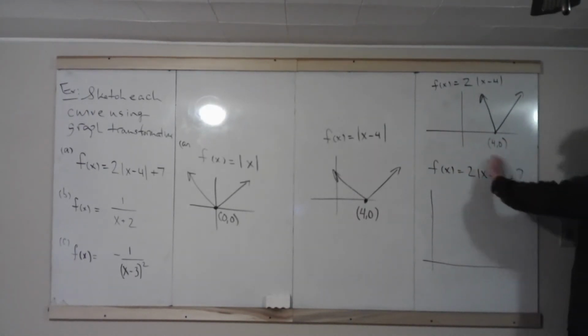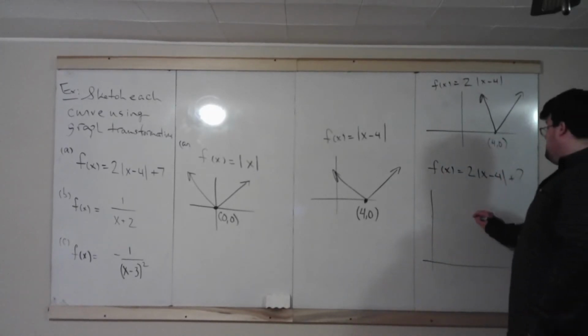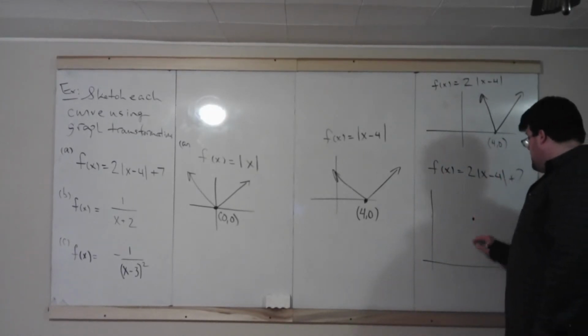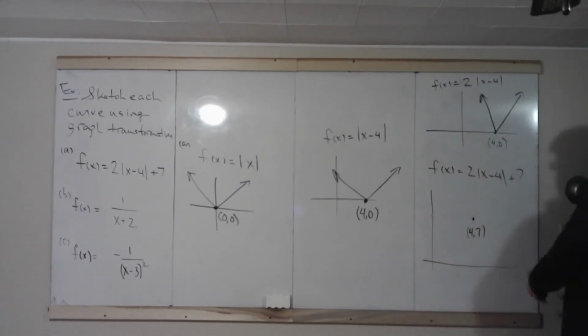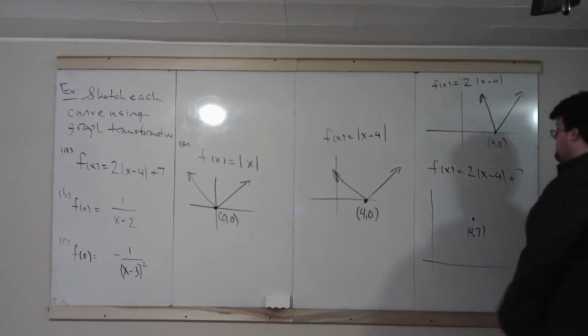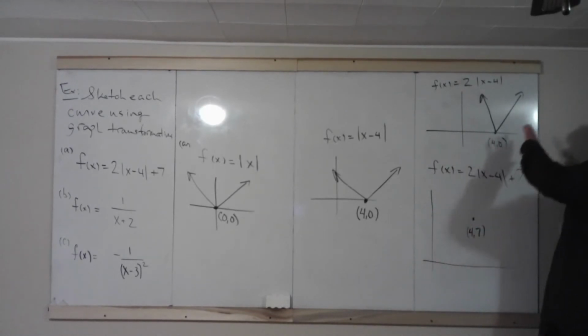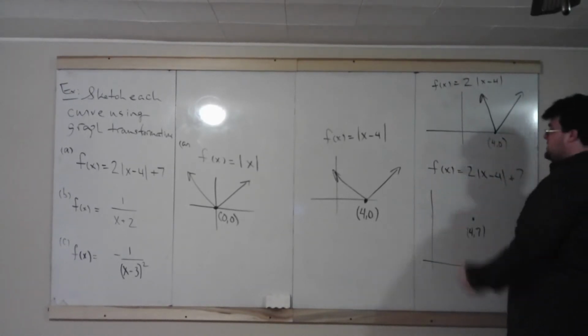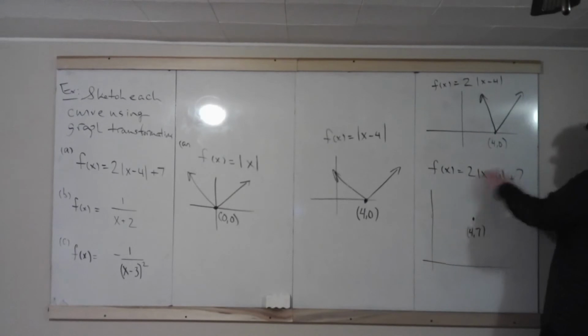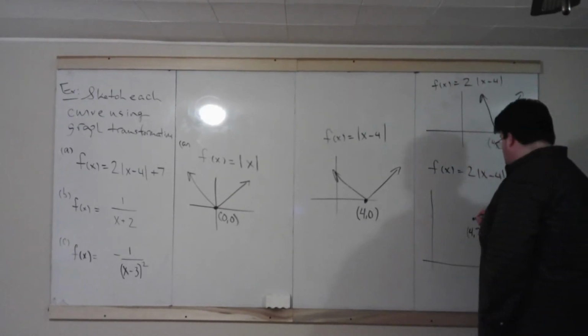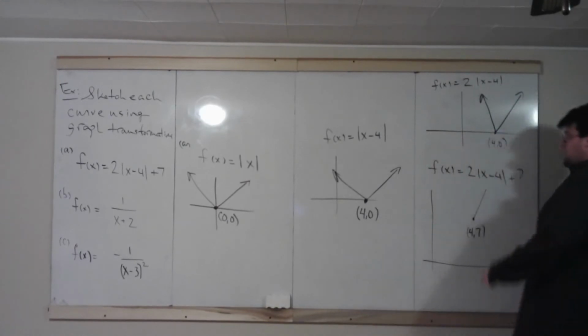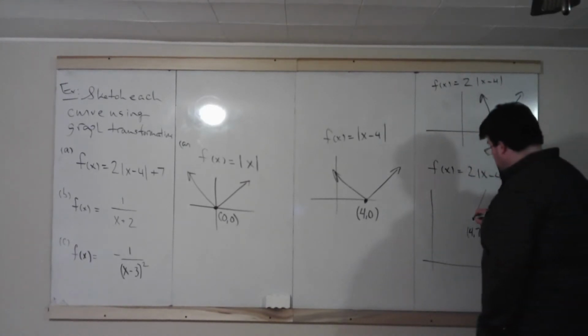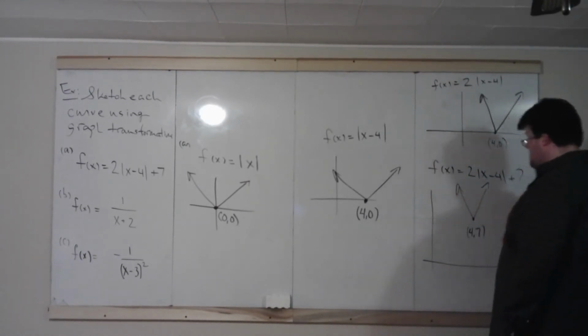We're taking these y values, adding 7. So instead of 4, 0, it'll go to 4, 7. And the rest of these will also go 7 units higher. The rest of these y values go up 7 units, meaning that point goes up 7 units, but the rest of the function gets dragged along with it.